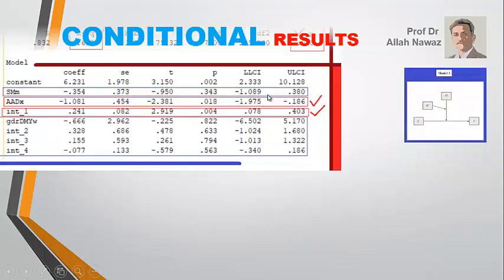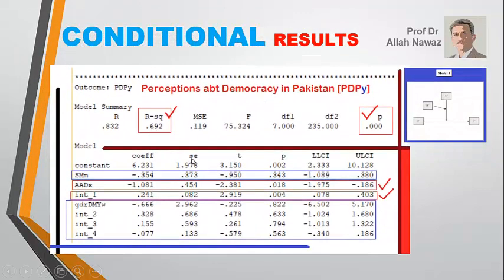The results related to the interactions between the model. The first output is as usual about the dependent variable, perceptions about democracy in Pakistan, which according to our assumptions and hypothesis is affected by the x variable, 2 moderators, and the interaction terms which have been computed by the PROCESS macro to check the effects of two moderators on the direct effects of x and y variable.